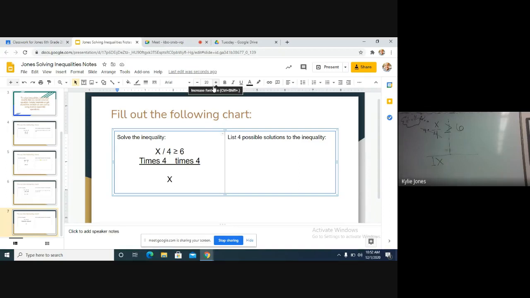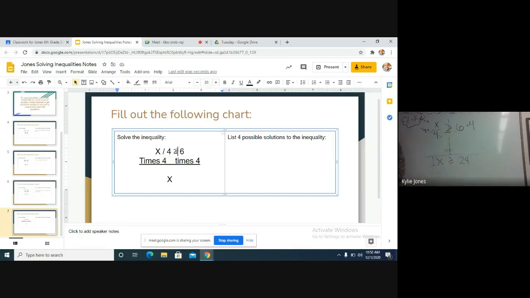All right. So you're going to give me my next step, Kaylon. Multiply 4 by the other side. 6 times 4 is 24. Elijah. Bring down the greater than or equal to symbol.